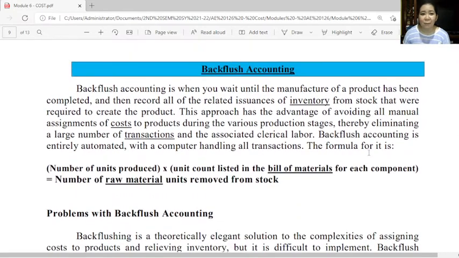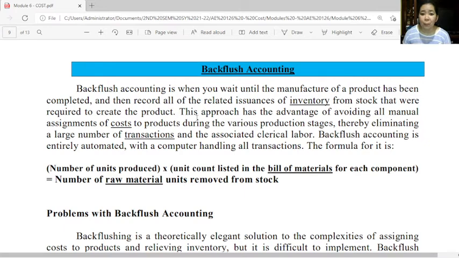Okay, so we go now to backflush accounting. For backflush accounting, this is when we wait for the items to be manufactured or completed before we can record all of the related issuances of the raw materials that were required for production.